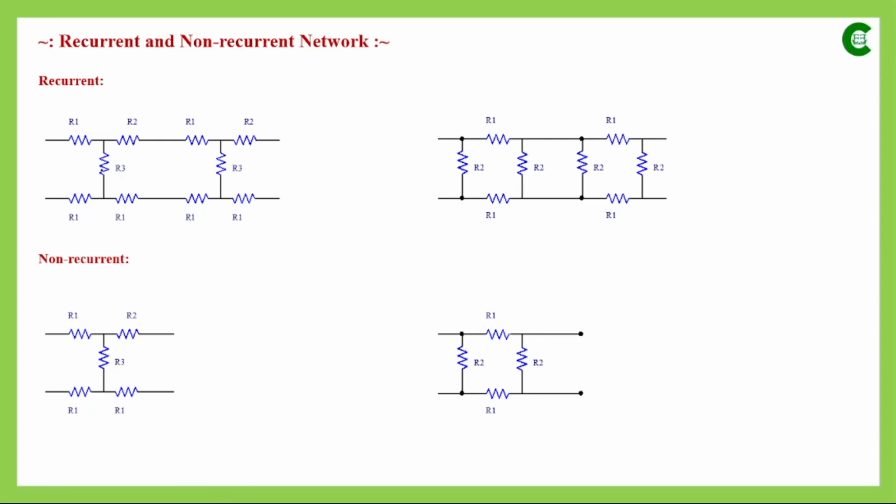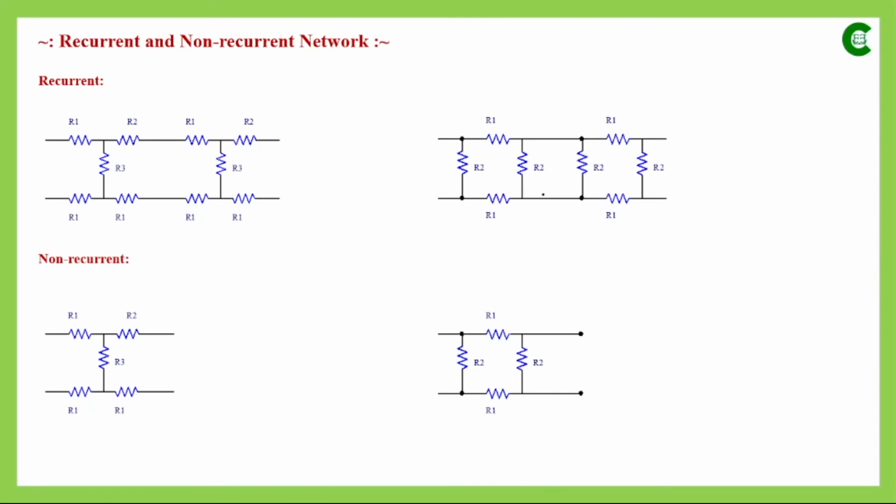But if we come to the recurrent part, what is the difference that we can notice here? We have two balanced T networks here, or you can say multiple balanced T networks of the same type, connected with each other. So in case of a recurrent network, the same type of network, be it balanced or unbalanced, will be repeated and connected with each other. That may be more than two also.